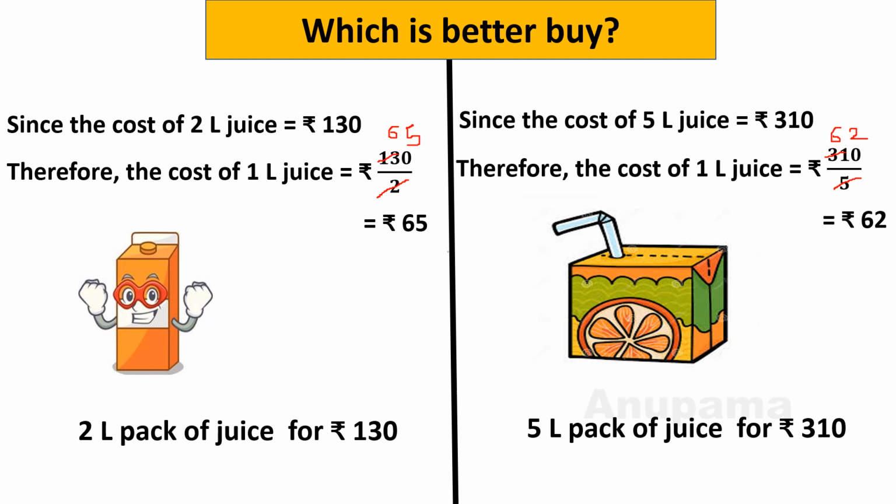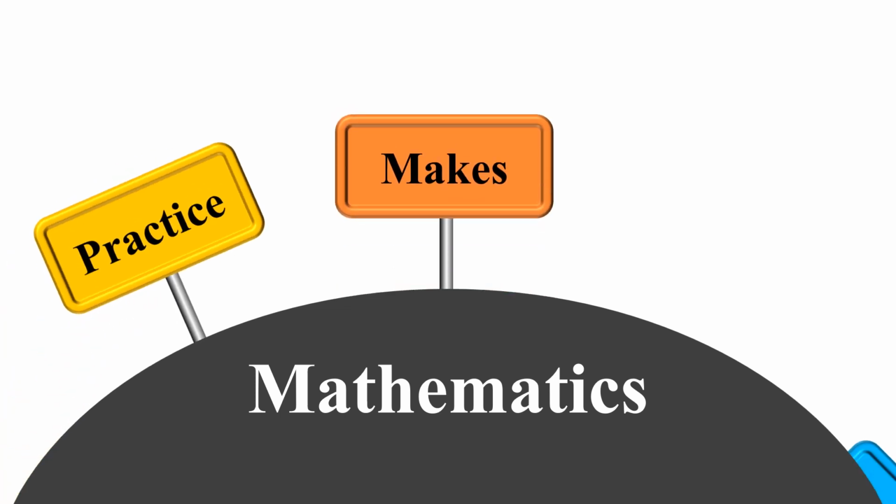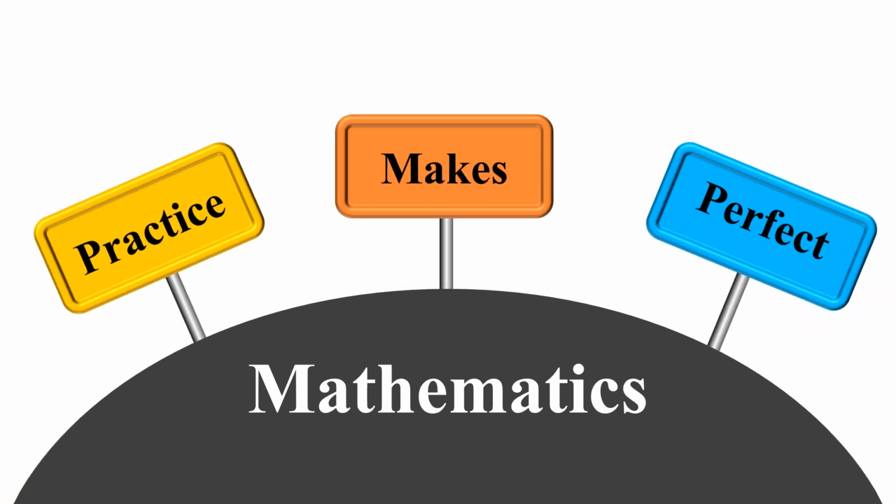Now we can judge which is better by 65 or 62 per liter. Yes, 62 is less than 65. It means the better option is this 5-liter pack of juice for rupees 310. So in mathematics, what you need to do? Yes, practice, because practice makes perfect. So do practice.